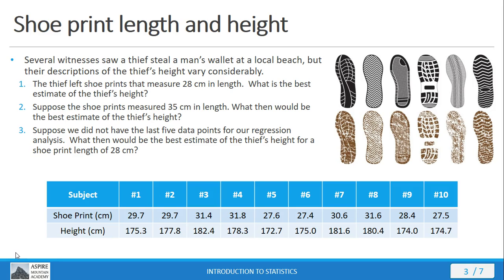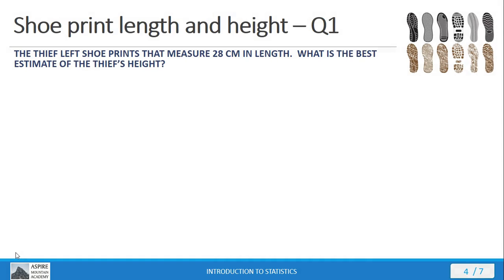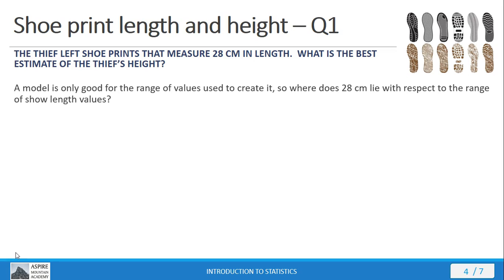Let's tackle these questions one at a time. First, what is the best estimate of the thief's height if the shoe print length measures 28 centimeters? The model that you create is only as good as the data you use to create it. Garbage in means garbage out. So where does 28 centimeters lie with respect to the range of shoe length values?